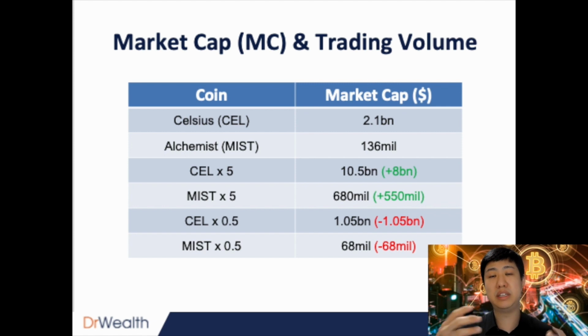So what about the other end of the spectrum? For Celsius to fall 50%, it will require the coin to lose $1 billion. While for Mist to lose 50%, it needs the coin to lose a market cap of $68 million. And it's a lot easier to lose $68 million compared to a coin losing $1 billion in value.